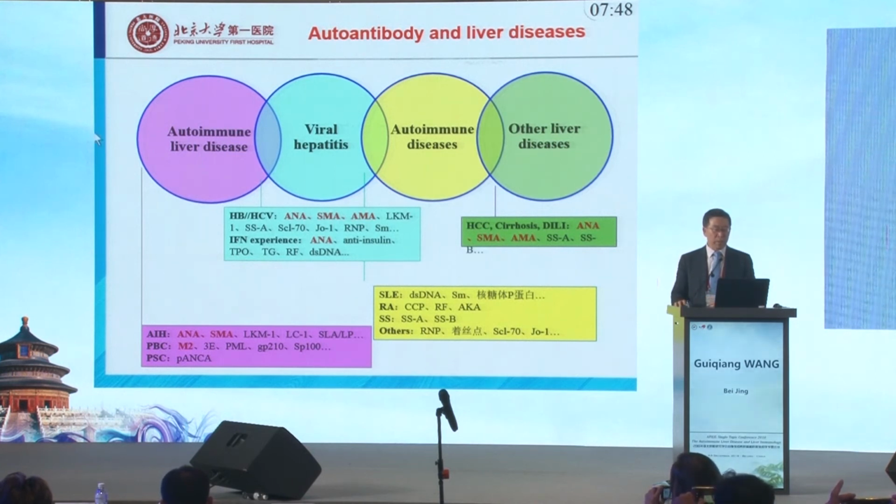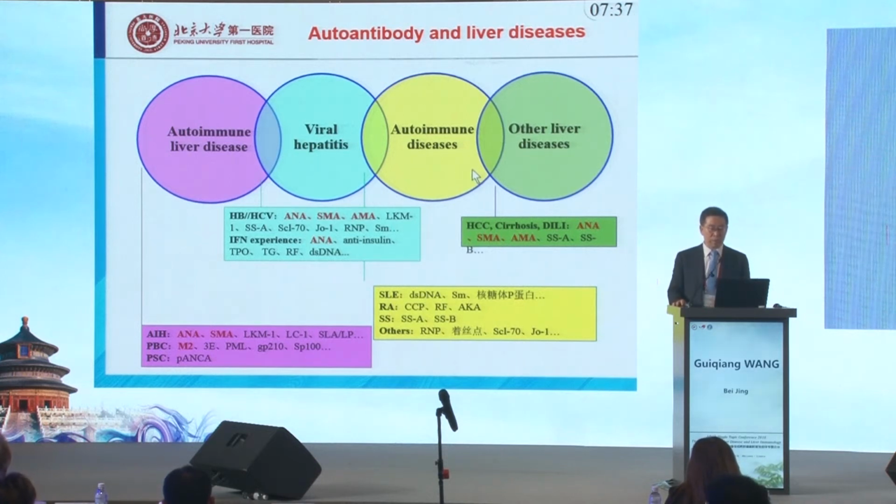You can see that in autoimmune liver disease many antibodies can be positive, and in viral hepatitis similar things occur, as well as in other autoimmune diseases such as RA and others. So autoantibodies can be used for the diagnosis of autoimmune hepatitis, but they are not very specific, and the sensitivity needs to be further studied.